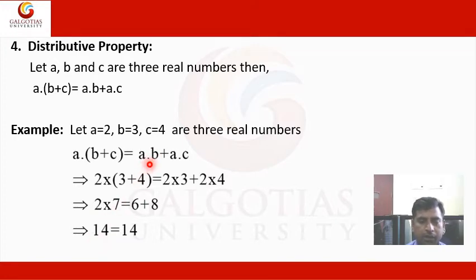Now I am checking the right hand side. That means I will check the value of A into B plus A into C. So A into B, that means 2 into 3, is 6, and A into C, that means 2 into 4, is 8. So the addition of A into B plus A into C, that means 6 plus 8, equals 14. So the right hand side is also 14. So we can say that the distributive property is verified.